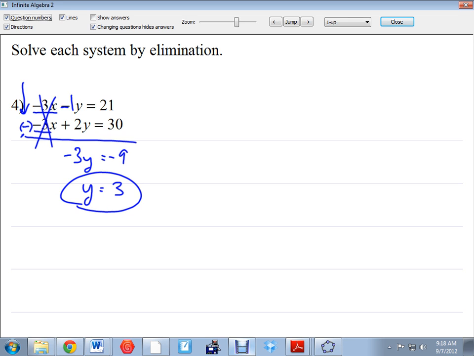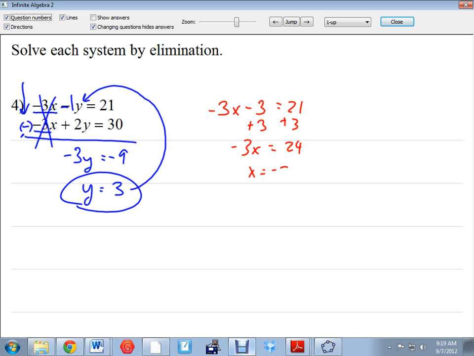Now that is one part of my answer, and the other part can come from plugging that 3 back into the original equation. Remember that we found y in this case, so we need to plug it into y. It does not matter which original equation you plug into. I chose the top: 3x minus 1 times y, which is just simply 3, equals 21. We can solve that by adding 3 to both sides and get 24 is equal to -3x. Therefore, x is equal to -8.